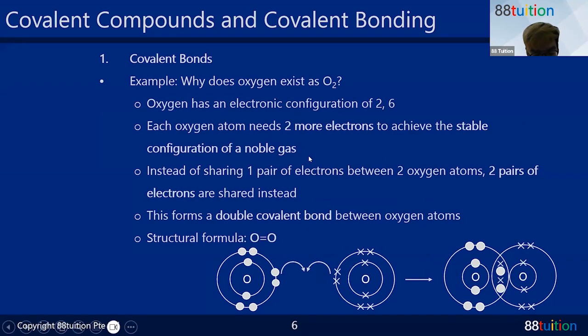So let's have another example. We look at oxygen also. So why does oxygen exist as O2? Similarly, oxygen is atomic number 8, so it has 8 electrons per oxygen atom. So the electronic configuration is 2, 6. So it has 6 valence electrons.